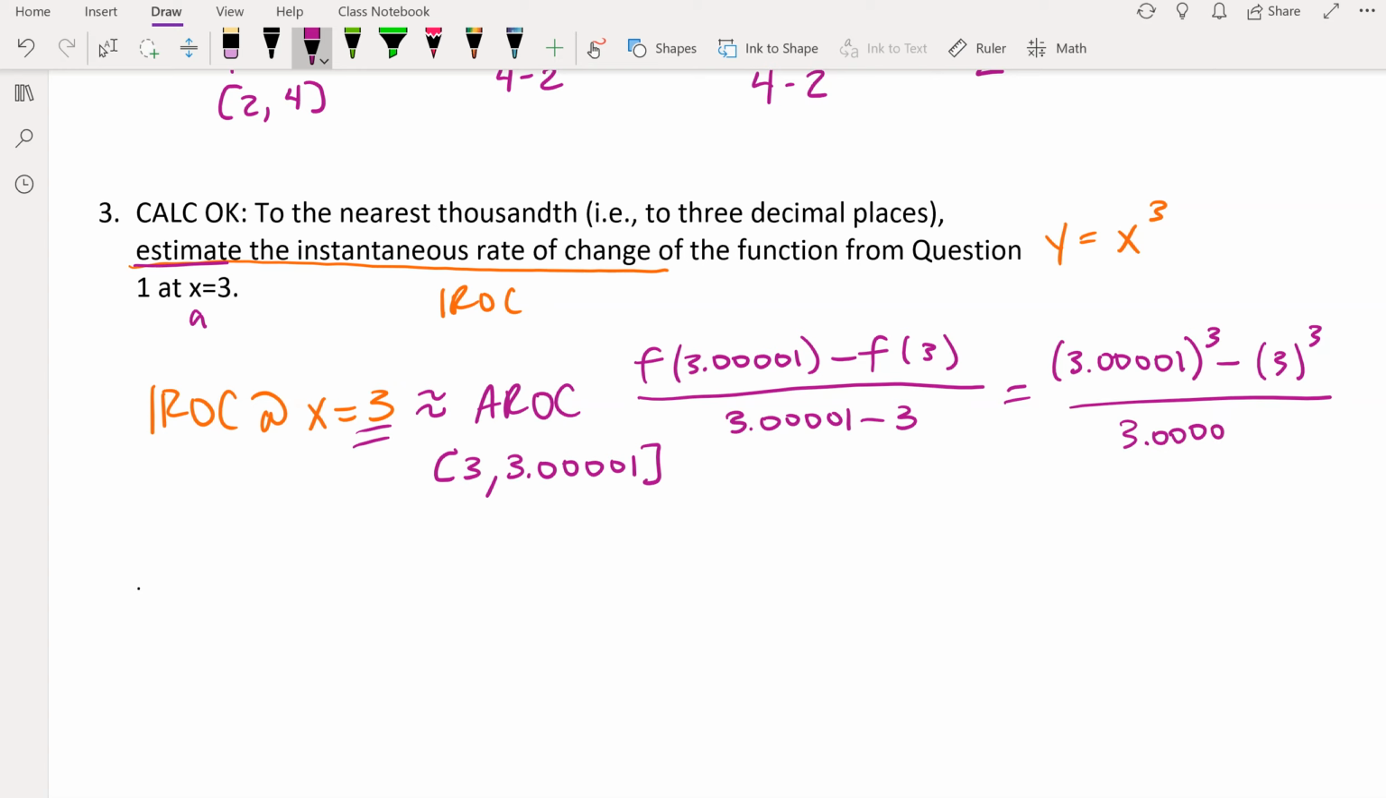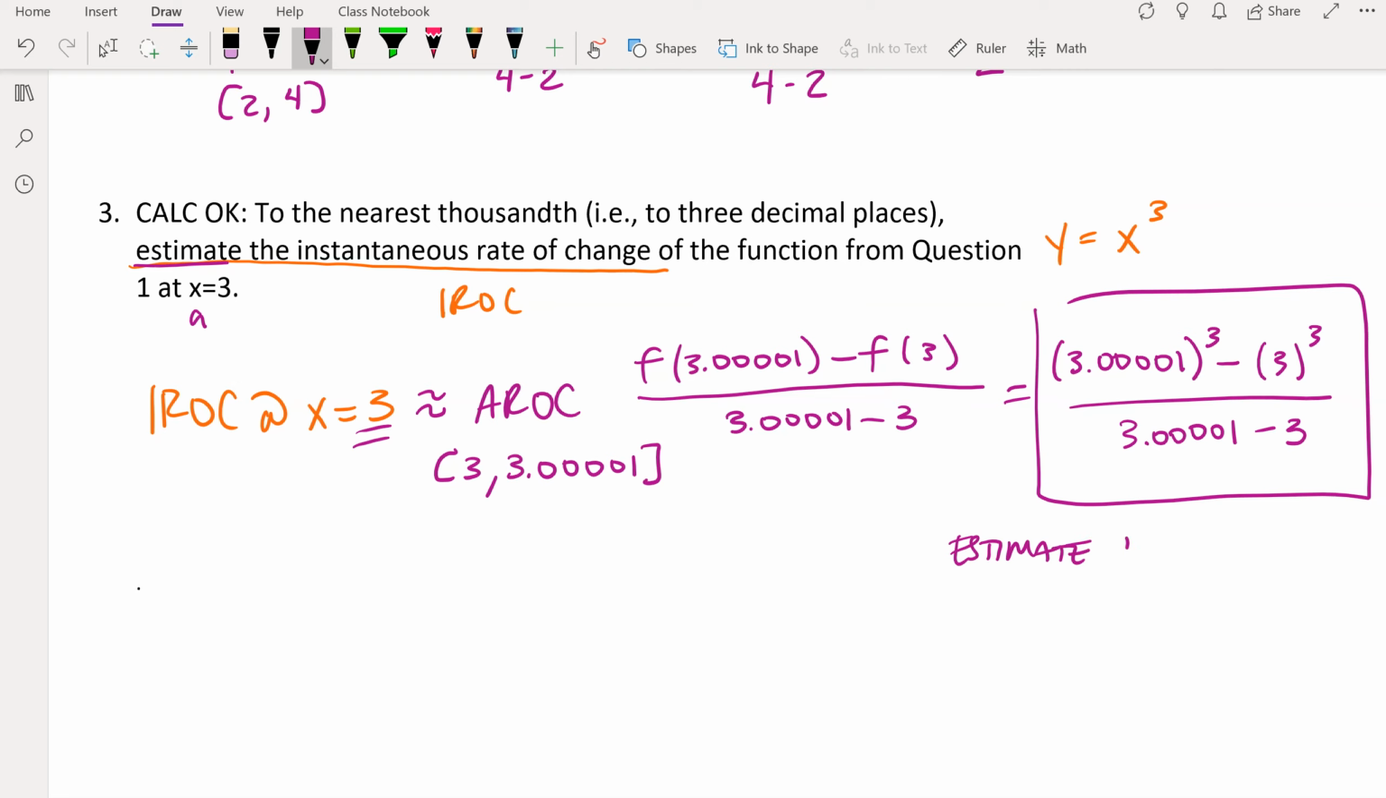3.00001 minus 3. I'm going to pretend that this is short answer, and we could leave our answer like this. That is an estimate for the derivative. So let's write that down. That is an estimate for the derivative using AROC. That's what this is. Derivative. Okay, let's do some practice.